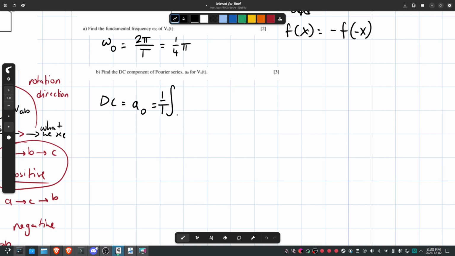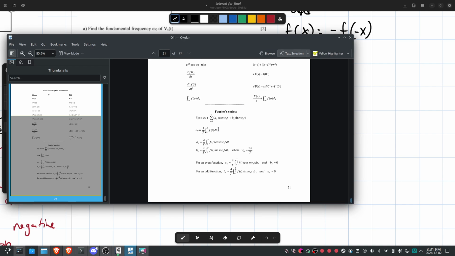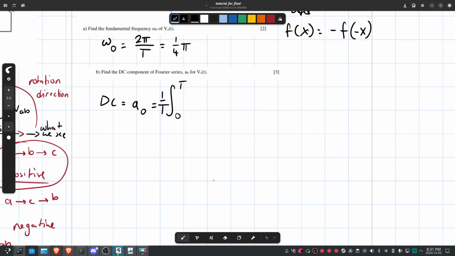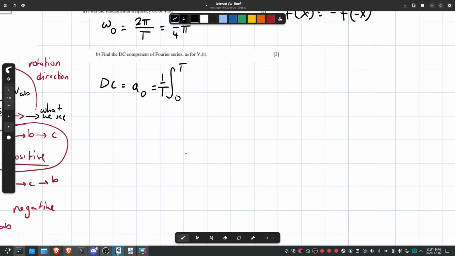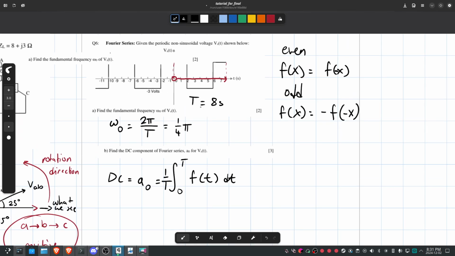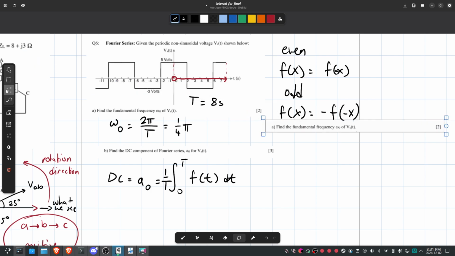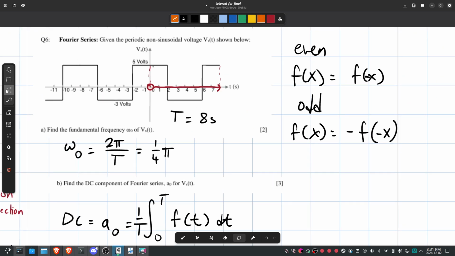So the DC component is just A0, right? This is also at the end of your exam here, A0. You should know how to do this. Just Fourier: the integral of f of t dt. If you're given a complex formula it can be a little bit harder, but we're not. You can just use the definition of an integral, the area underneath the curve.